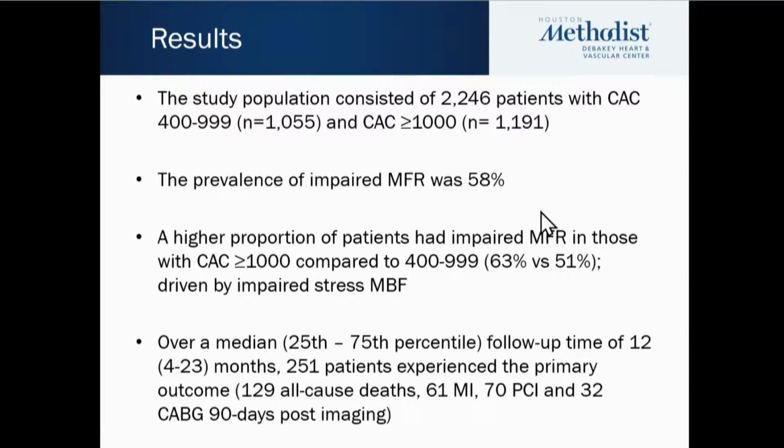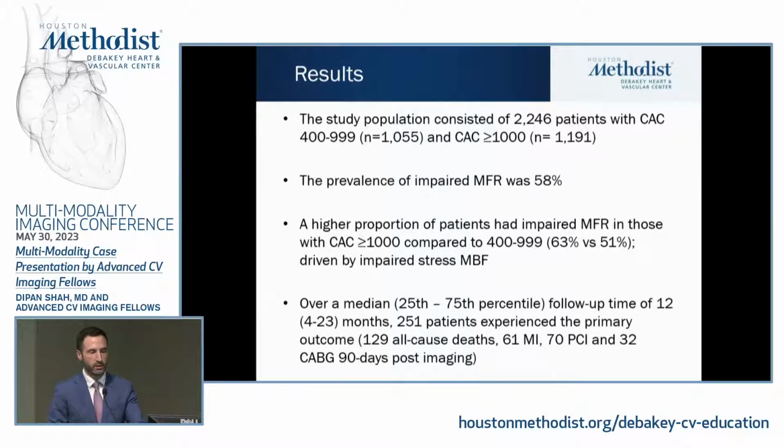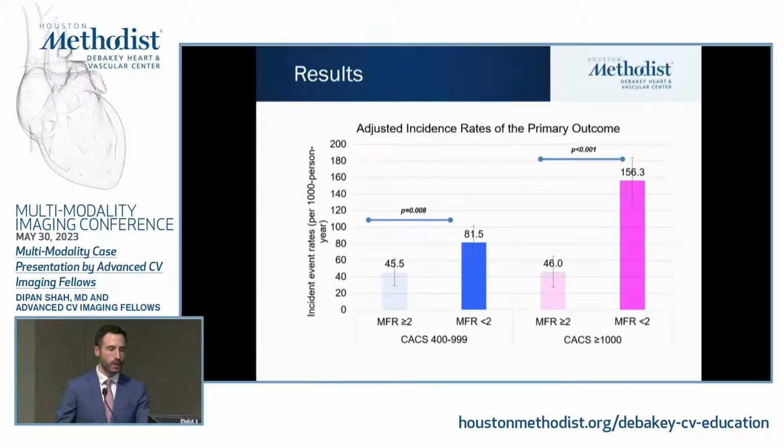These patients were followed up for a median time of about 12 months, and in that time frame, 251 patients experienced the primary outcome. A lot of these were all-cause deaths, as you can see here, but we had a lot of patients who also had MI and CABG. So these are the two groups that we have, 400 to 999 and more than 1,000.